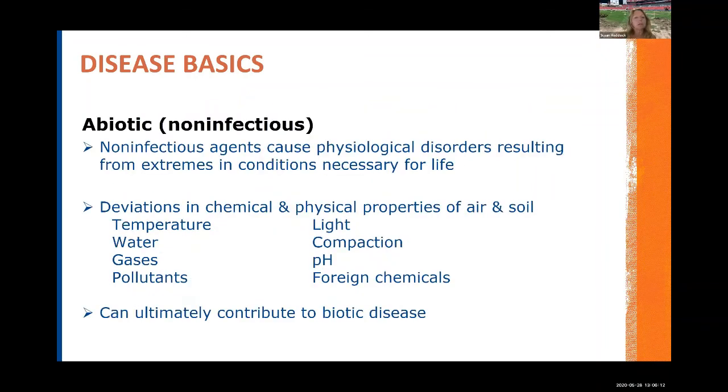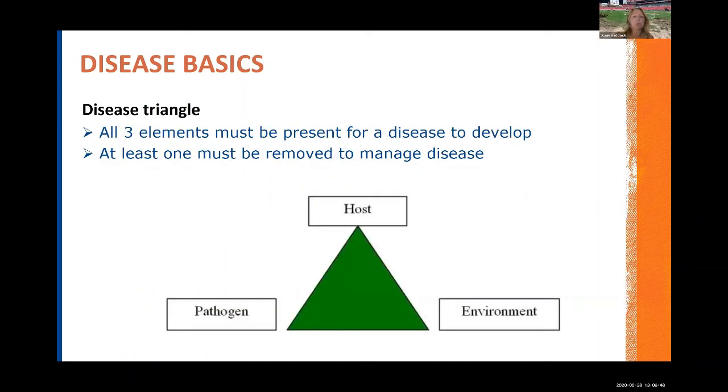So some of what we need to be aware of is those abiotic, non-infectious things, the things I've been talking about. So if we do scalping, if we have water problems, if we have mower tracking, those sort of things, they're not infectious, but they can ultimately contribute to a biotic or a pathological problem. So anything else that we can think of, those deviations in physical properties, things we don't have control over, so temperatures, waters, pollutants, foreign chemicals. Sometimes we'll get some runoff, flooding that may have contaminants in it. pH of the soil, that can all help contribute to us having a problem down the road.